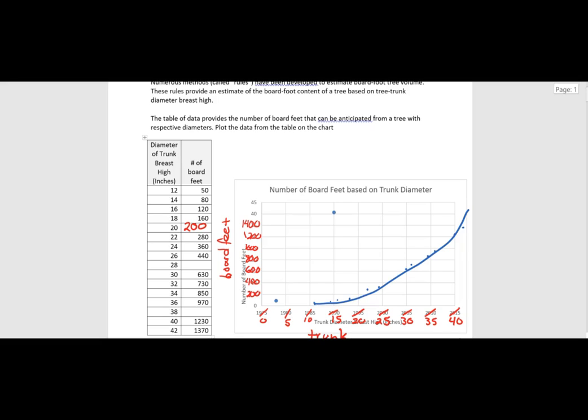And going back to page 2 then, describe the behavior of the graph. As the diameter increases, that's right. Yes, exactly. So number 5 is a quadratic trend.